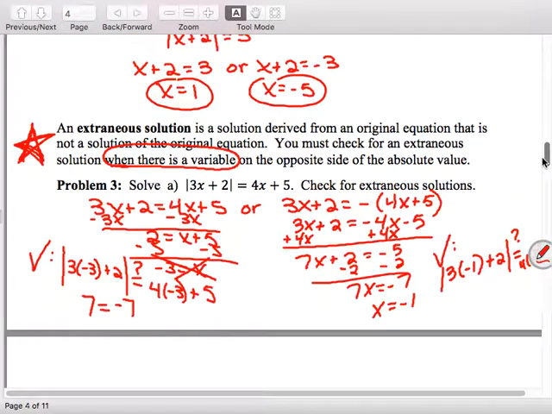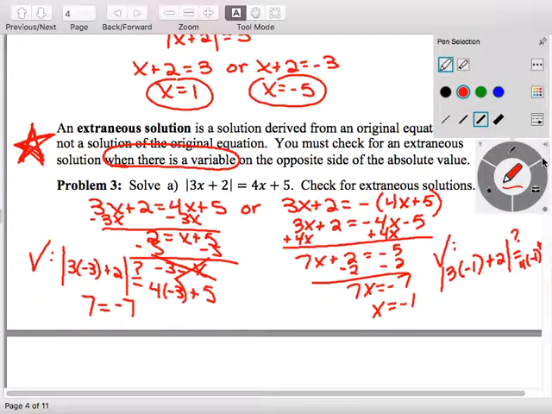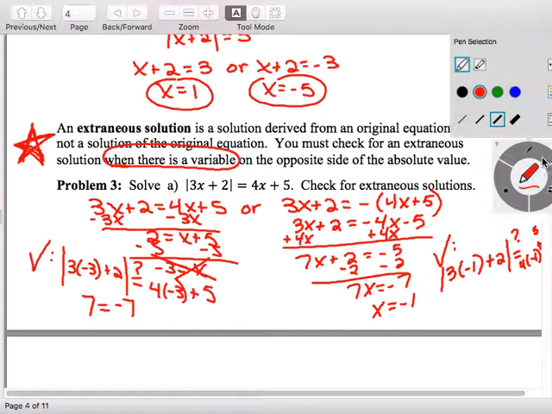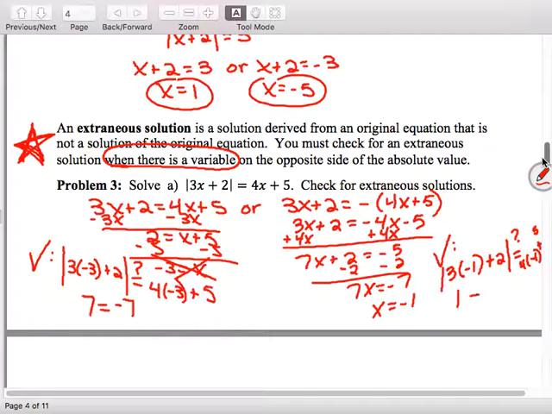There it is. So negative 3 plus 2 is negative 1. Absolute value of negative 1 is 1. Negative 4 plus 5 is 1. Hey, this one checks. Yeah. Is it like the opposite side not variable with the 4x part? Or is it with the 4x plus 5? You have to check for extraneous solutions if there's a variable on the side without the absolute value.